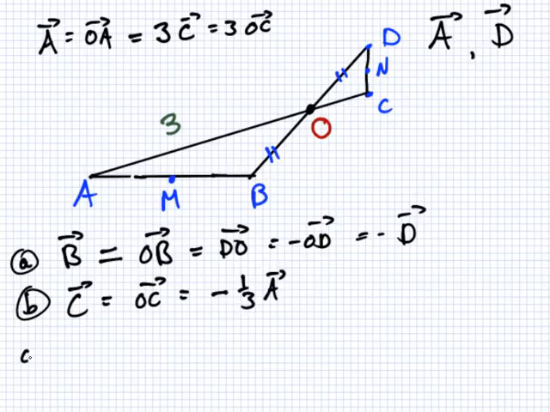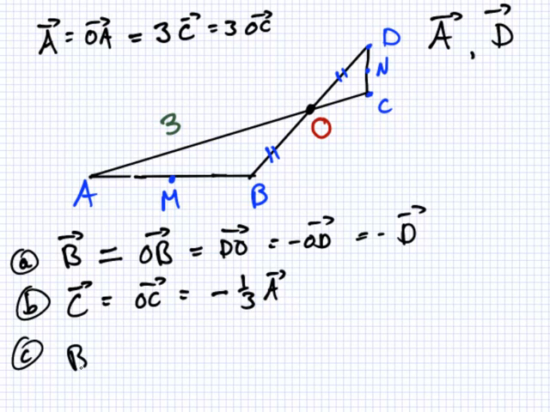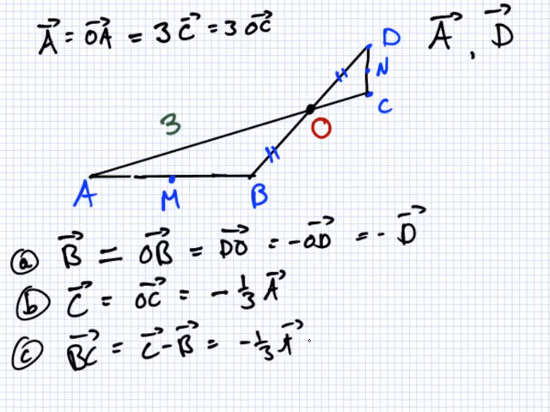Okay, C. BC. Okay, well that's actually, if we use our triangle law, BC is C minus B, which is minus 1/3 A minus minus D. So it's minus 1/3 A plus D. So I don't even need to look at the picture because I can use my rule. D.